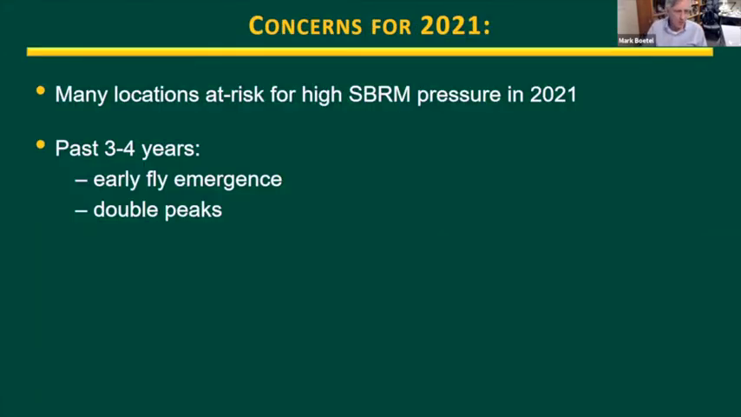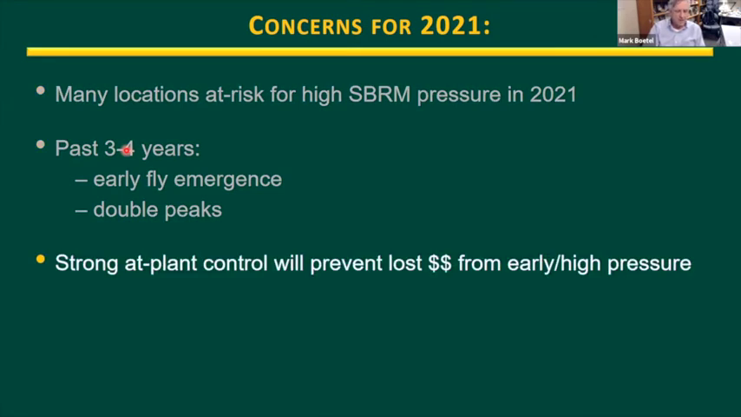So with regard to root maggots, I'm really concerned about the population trends and the number of locations that are at high risk. As you saw in the data, during the past few years, we've had early fly emergence and double peaks. So that complicates how we manage this pest. One thing that can help with that is an early jump start with a strong at-plant control program.